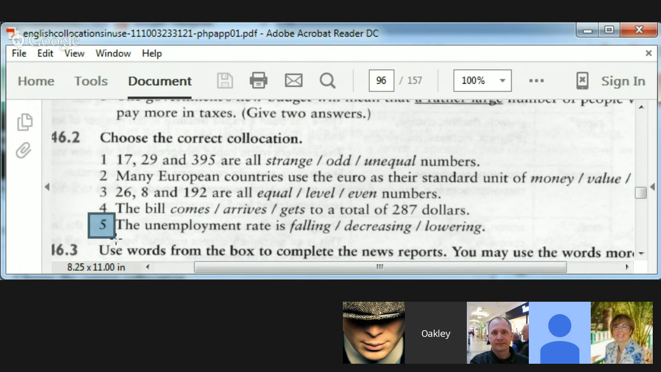Okay. Sasha, last one. The unemployment rate is falling. Okay. Yes. Why not decrease? The unemployment rate is decreasing. Yes, I guess so as well. Yeah, I'm not sure. I'm questioning the book, not you. Sorry, teacher. Yes, Anna? I have a question. Go. In number four, we would say the bill arrives at a total?